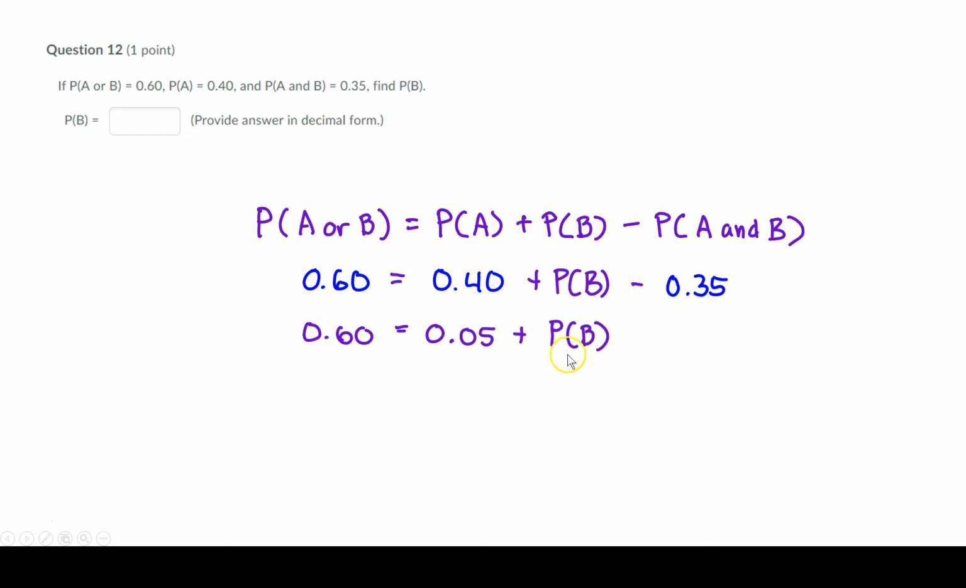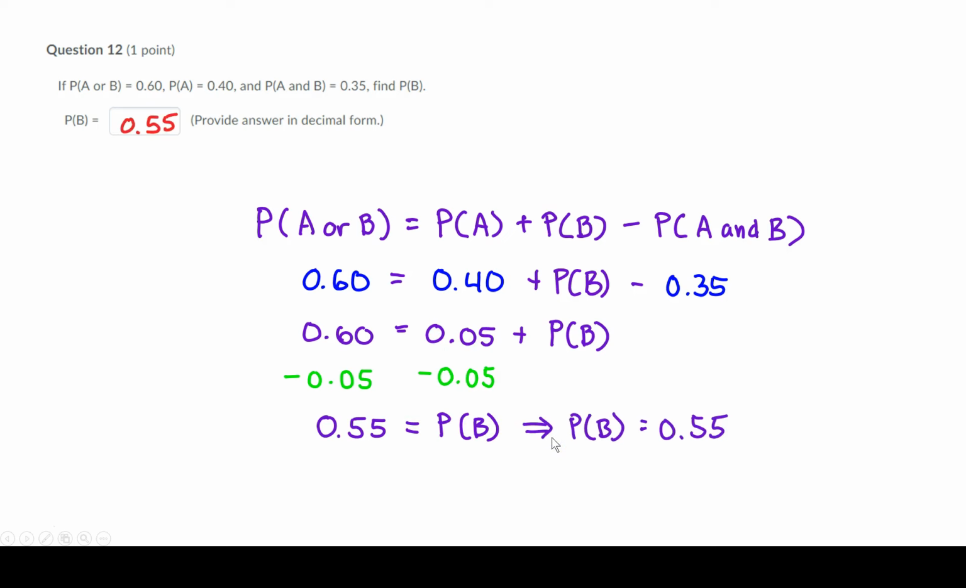So just putting those values in where they belong, simplifying the right-hand side, I get 0.60 equals 0.05 plus the probability of B. Subtracting 0.05 from both sides, I get 0.55 as the probability of B, which means that the probability of B is 0.55. So if you remember this formula, if you have this information presented in this way, you can usually find any of these things, given that you know the other 3.